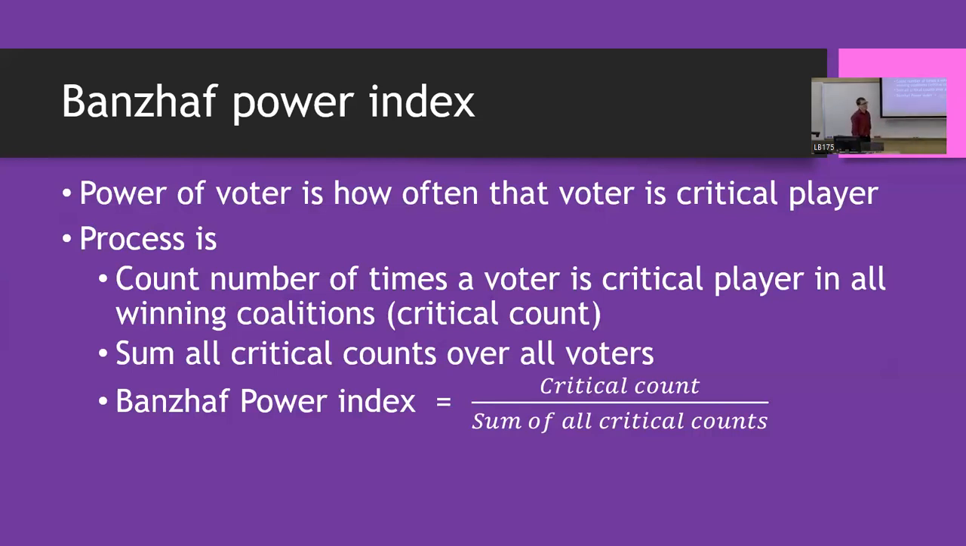Now, the thing that takes a bit of time is listing out all of the winning coalitions and deciding whether or not a voter is critical on all of those winning coalitions. That can take some time, but it's a fairly straightforward process. We list out all the winning coalitions, we count how many times each individual is critical, and then we create a ratio.